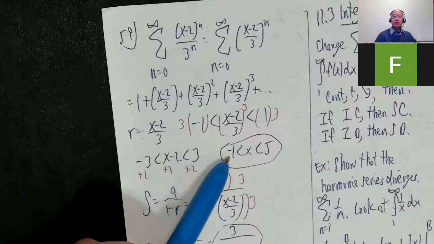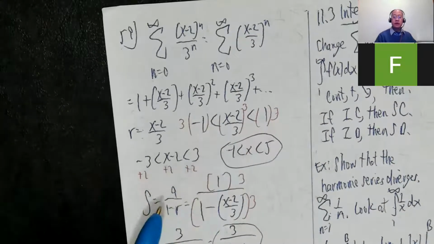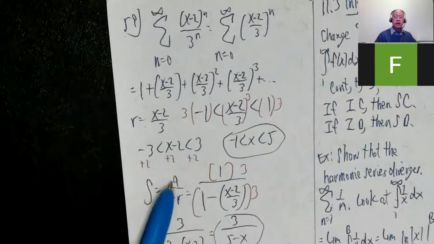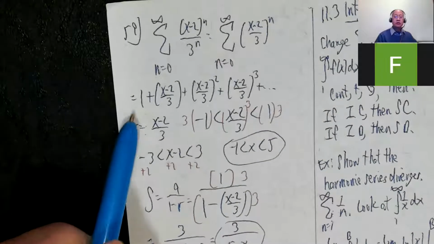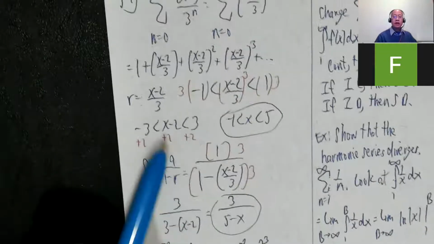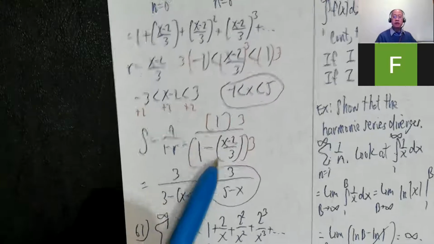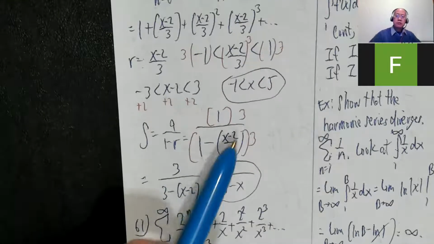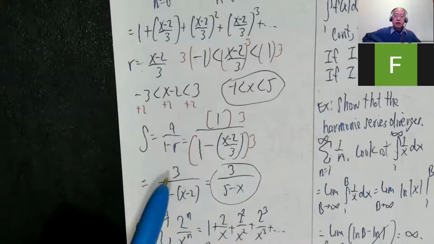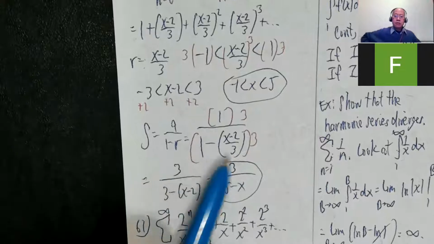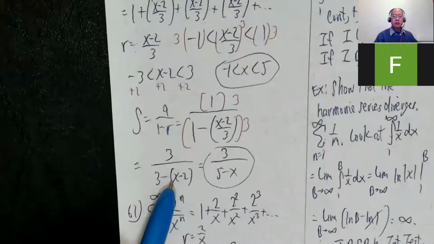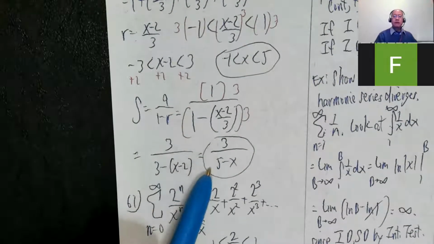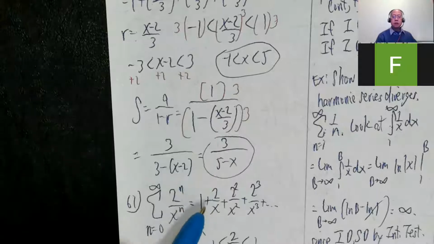Okay, then what is the infinite sum? If x is between -1 and 5, I just use the formula. So the sum is a over 1 minus r. A is the first term, 1, over 1 minus the common ratio, which is x minus 2 over 3. A little bit of touch up, multiply top and bottom by 3. 3 over 3 times 1 is 3, minus parentheses x minus 2. After you distribute, 3 over 5 minus x. Okay.